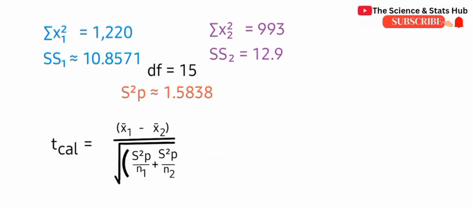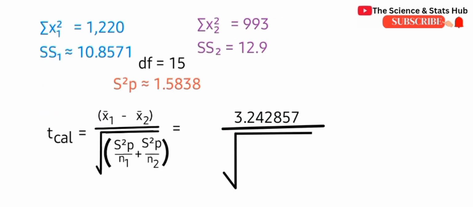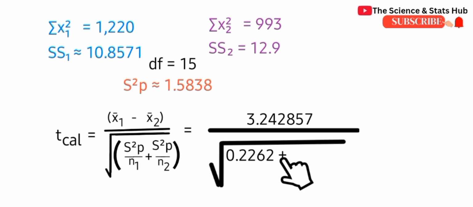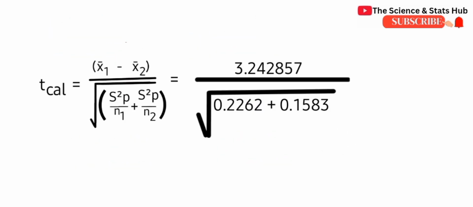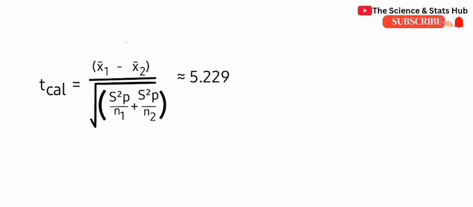Now let's find the t-statistic. Because we are dealing with an independent two sample t-test of unequal sample sizes, we'll use this formula in calculating the t-statistic. The mean difference value is there, and then we divide by the square root of the covariance value divided by n1, 7. So this value divided by 7 is approximately 0.2262, plus the covariance value divided by n2, 10. This value divided by 10 is approximately 0.1583. 0.2262 plus 0.1583 is approximately 0.3846. The square root of this value is approximately 0.6201. The mean difference divided by 0.6201 is approximately 5.229.